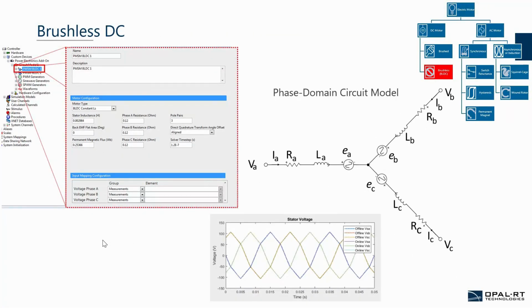The fifth and final model we will be looking at today is the brushless DC motor. A brushless DC motor, or BLDC, is a synchronous motor powered by a direct current, but which you control by feeding alternating current to drive each phase. We are able to configure the stator inductances, as well as the resistance in each phase independently, the permanent magnetic flux, as well as the machine's pole pairs.